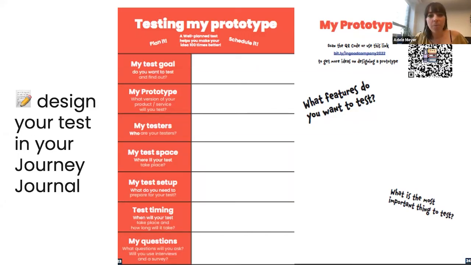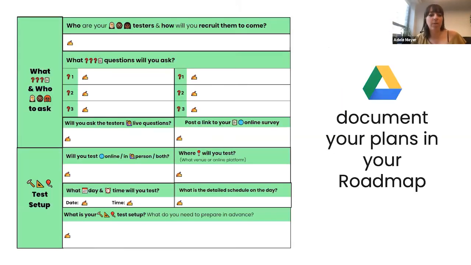Okay, we are going to pop into another breakout now. You can design your test further in your journey journal, pages 23 and 24, and you can document your plans in your roadmap. So you really want to be looking at the how and starting to think about the types of questions that you're going to be asking.